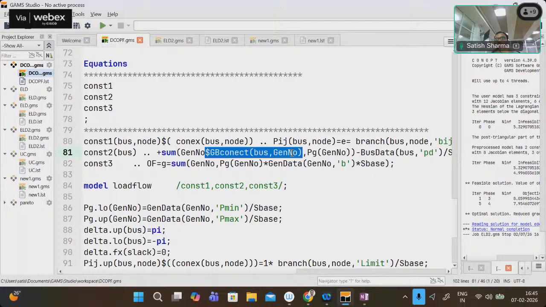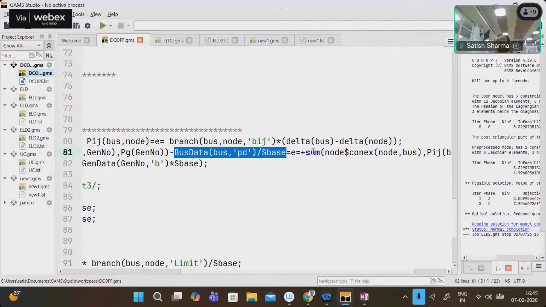So we can see that in bus number 1 there are two generators. So it will do the summation over those generators, and whatever is the PG variable, it will do the summation. Okay, so P1 plus P1 at the bus 1 minus bus data, so whatever is the demand at that particular bus, divided by the base. So we have to convert everything into per unit, and this equals the summation of Pij.